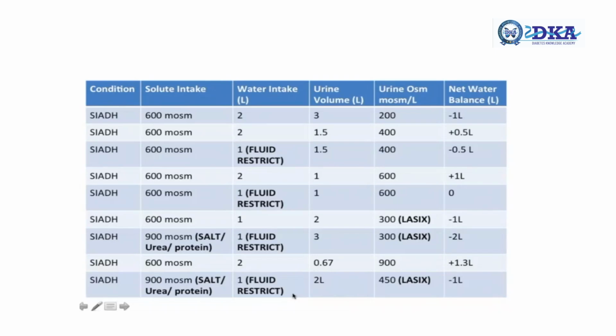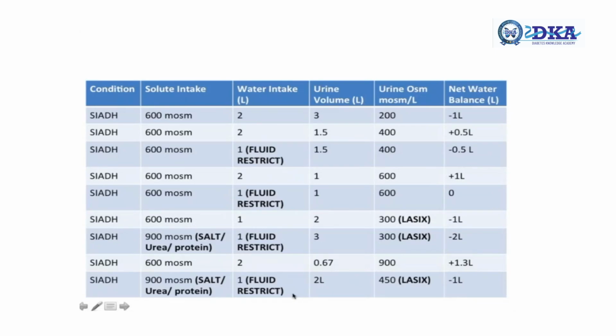The normal solute intake per day is about 600 milliosmoles. And this 600 milliosmoles is excreted in our urine in 1 liter or 2 liters or 3 liters, depending upon the amount of water that you consume. So let's take the case here. If somebody takes 600 milliosmoles and his water intake is about 2 liters and he excretes about 3 liters of urine, his urine osmolality will be 200. So 3 liters of urine, 600 milliosmoles. 600 milliosmoles divided by 3 liters will give you 200 osmolality in the urine.